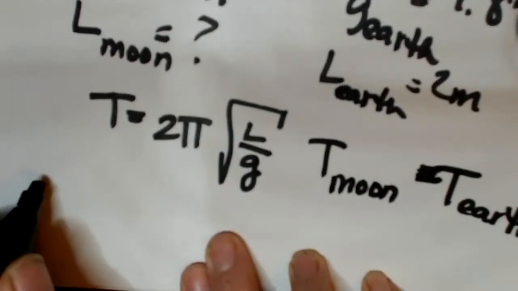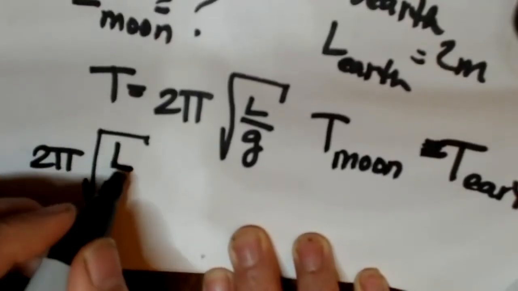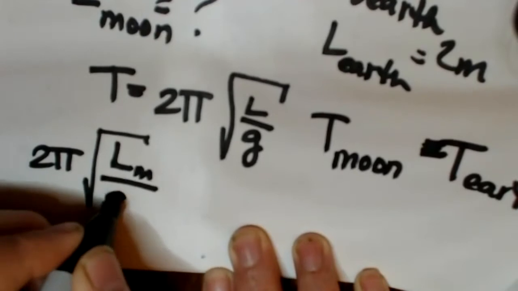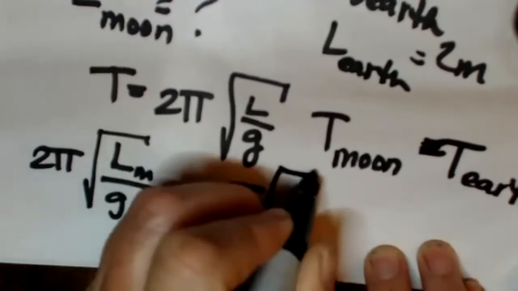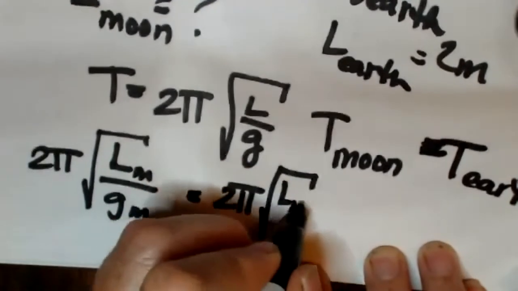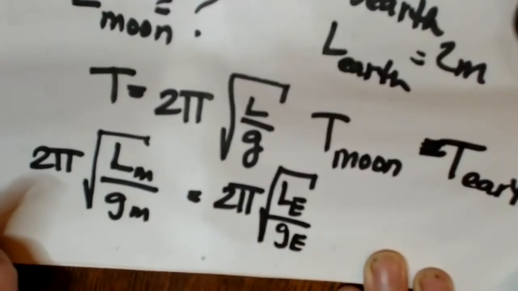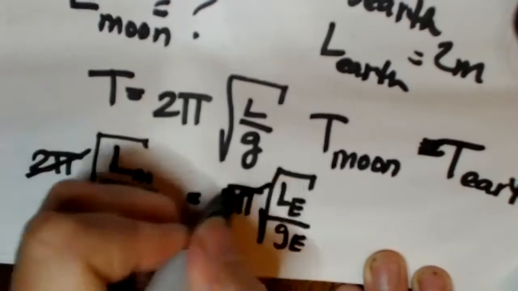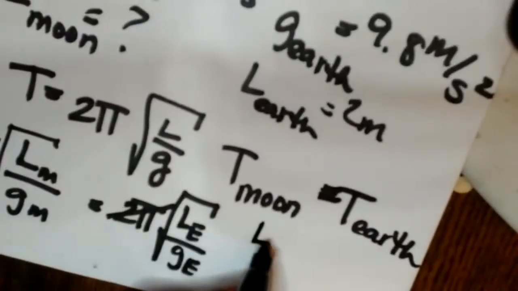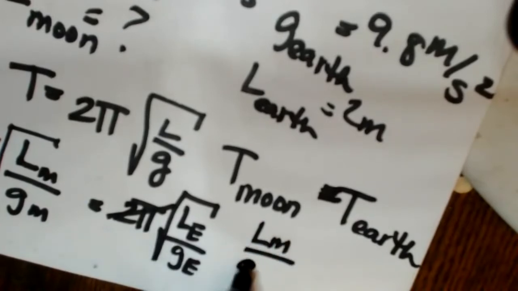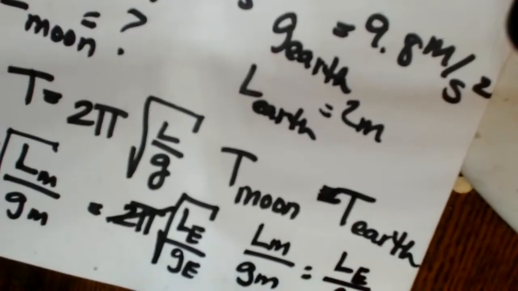I know the period is going to be 2 pi times the square root of the length on the moon over g on the moon, and I want that to equal 2 pi times the square root of the length on the Earth over g on the Earth, right? Because that's the equation for period. And then I'm happy because that cancels. Okay, then I can square both sides and just get length on the moon over g on the moon is equal to length on the Earth over g on the Earth.